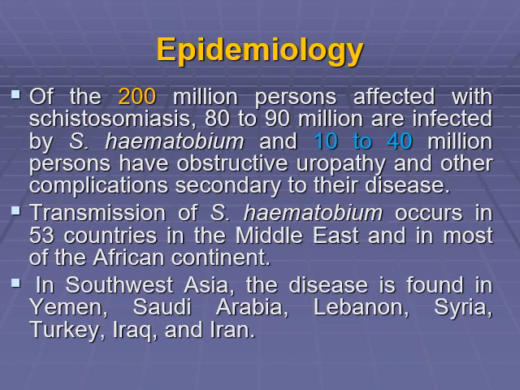So what about the epidemiology? Of the 200 million persons affected with schistosomiasis, 80 to 90 million are infected by Schistosoma haematobium, and 10 to 40 million persons have obstructive uropathy and other complications secondary to the disease. Transmission of Schistosoma haematobium occurs in 53 countries in the Middle East and most of the African continent. In Southwest Asia, the disease is found in Yemen, Saudi Arabia, Lebanon, Syria, Turkey, Iraq, and Iran.